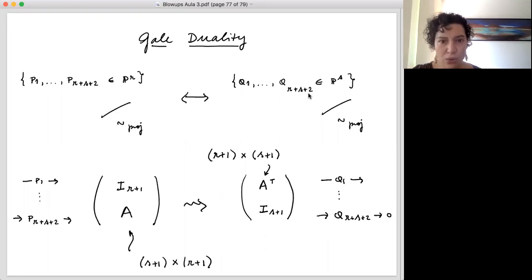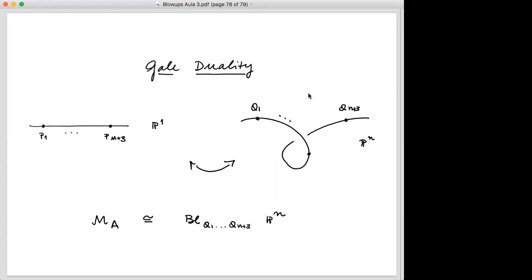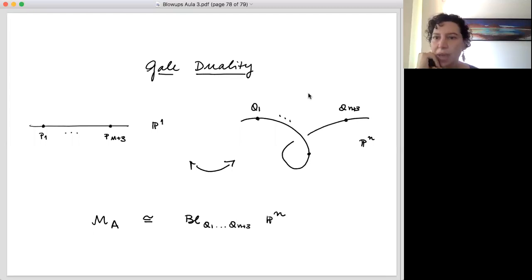So what we saw today was that in the case when you have n+3 points in P1, the Gale duality has a geometric realization as a moduli space as follows. The blow up of Pn at the Gale dual points Q1 up to Qn is the moduli space of parabolic vector bundles on P1 with the parabolic points P1 up to Pn.